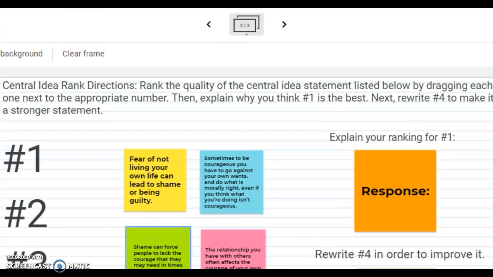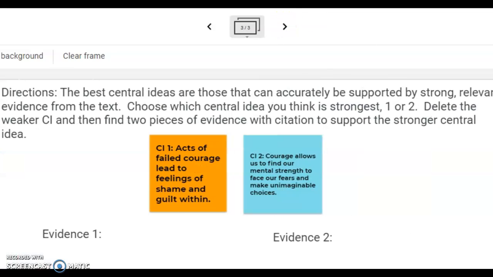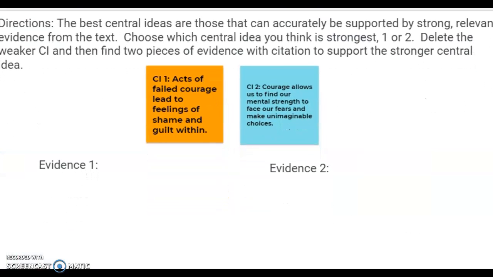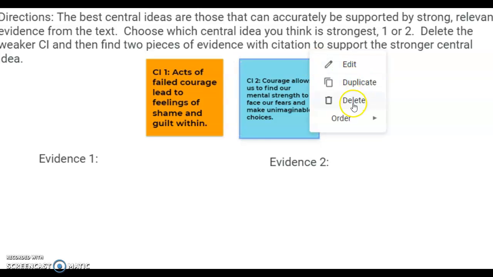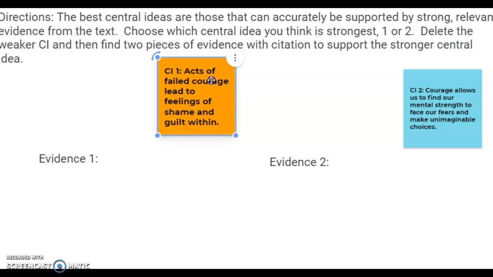Finally, on the third slide, like we talked about, the best central ideas are the ones that can be supported by strong, relevant evidence from the text. So you have 2 central ideas. I chose the ones that I thought were the strongest from the class, or some of the strongest. I used some of my examples too that were stronger. You're going to choose which you think is the stronger. So if I thought number 1 was stronger, I would just simply delete the second one. You just click on it and hit delete. Or you can move it over if you want.